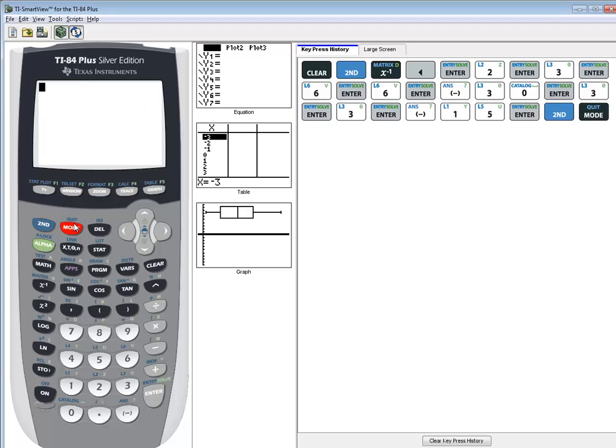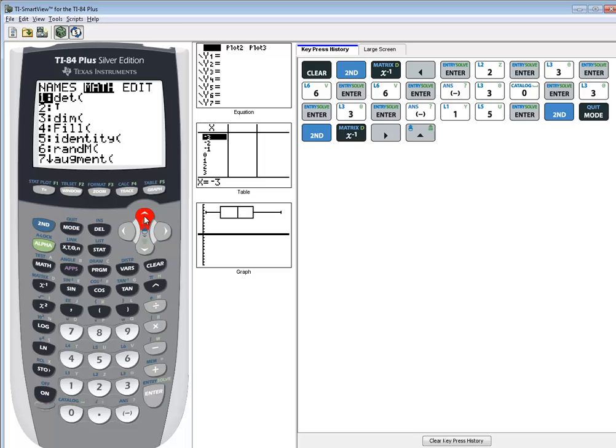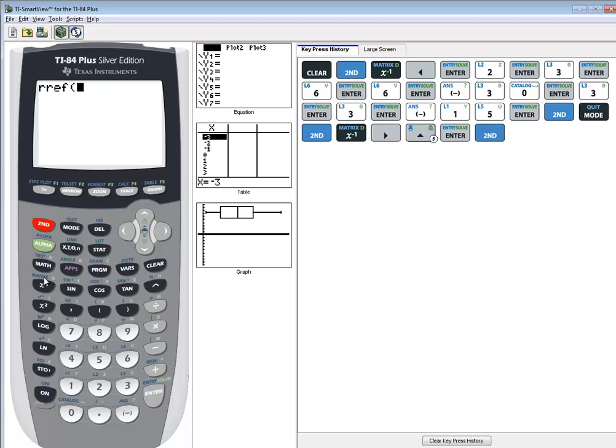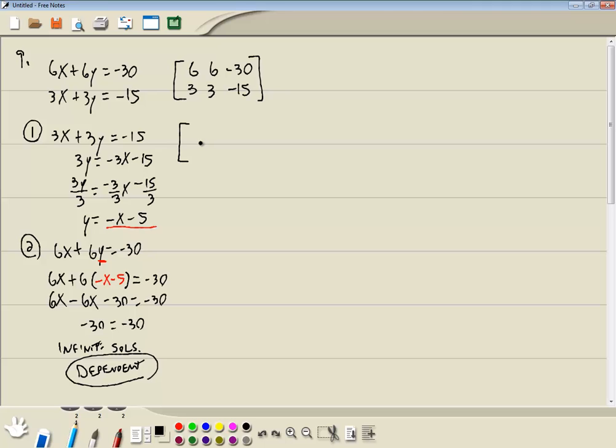Exit out, do a second mode, and then I'll do my second x negative 1, go over to math, and up arrow to RREF, enter on that. Go back in the matrix menu, enter on A, enter again. And that gives us 1, 1, negative 5, and 0, 0, 0. 2 equations, 2 variables. Our first 2 by 2 should be a diagonal 1, 0, 0, 1. It isn't, so it didn't work. Last row is all zeros, which again means infinite solutions, which is a dependent system of equations.